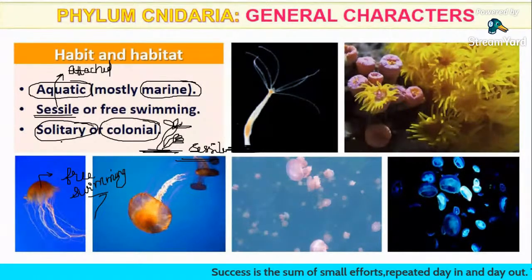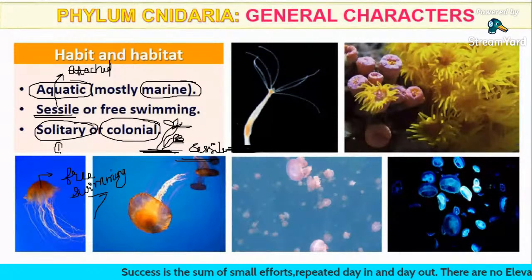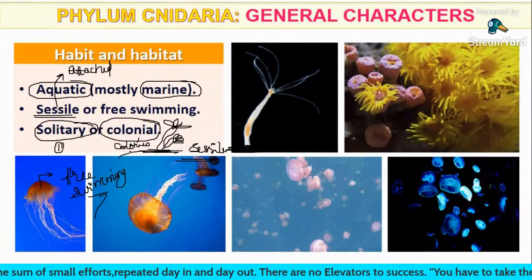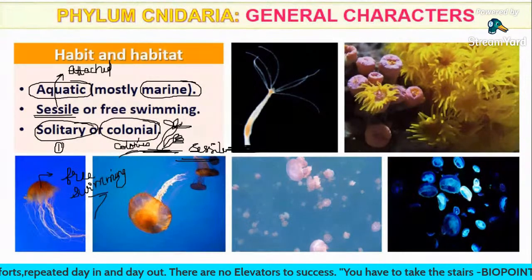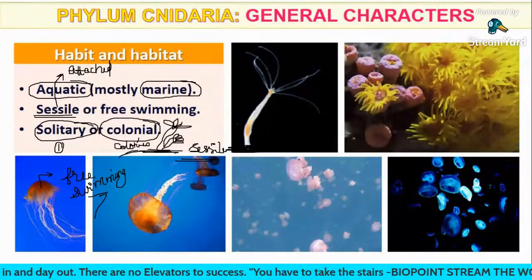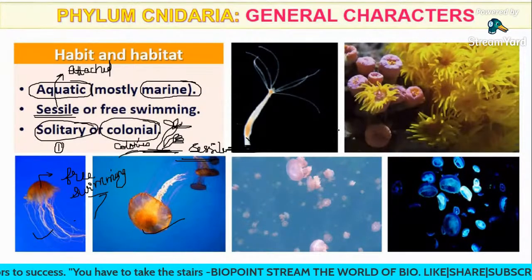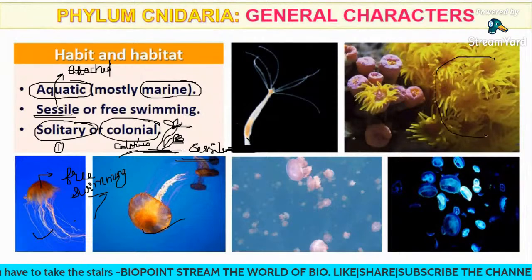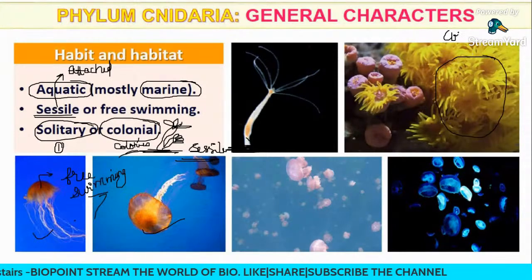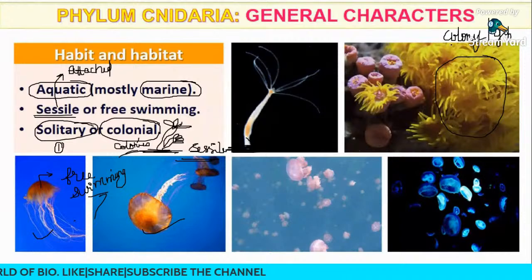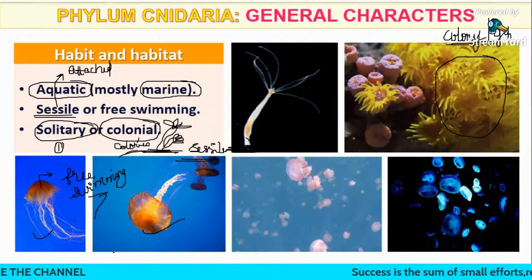What is solitary? They can occur single, or they can occur as colonies, or as a group. They can occur as solitary, like the jellyfish, the hydra, all those things, as a single unit, or else they can occur as a colony or a group. Anyway, this can happen. Is it clear? Yes.